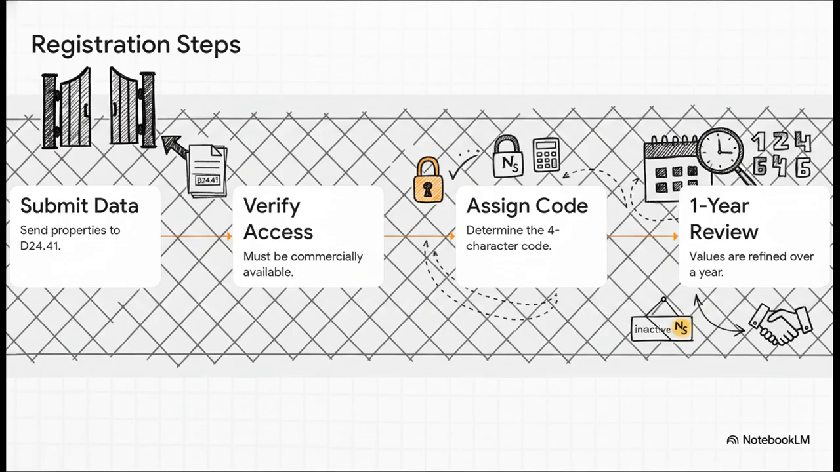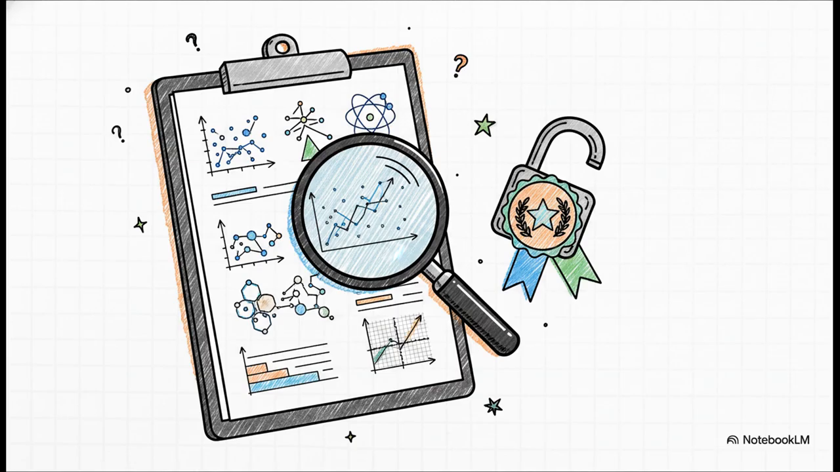Step 3 is assigning the actual characters, deciding on the N or S, calculating that surface area digit, and arbitrarily assigning those final numbers. And finally, Step 4 is a mandatory one-year review period, where those newly added values can be fine-tuned based on pooled production data over time. Oh, and a quick side note, you absolutely cannot use an inactive N or S designation until it's officially reactivated by the subcommittee. This brilliantly illustrates how seriously the committee takes this global standard. They demand rigorous, undeniable proof.